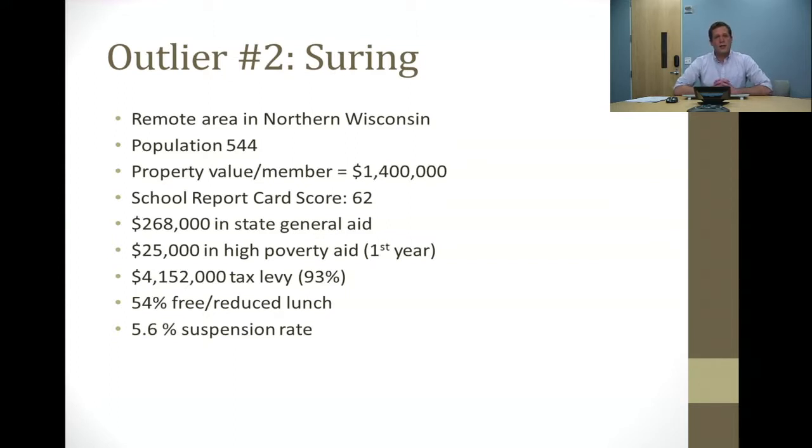And state law indicates that a school needs to have 50% of their student population qualified for free or reduced lunch for 2 years in order to qualify for the high poverty aid. So this district 3 years ago only had 49% of their student population qualify for free or reduced lunch. So they had to wait until this year to actually qualify for that high poverty aid.